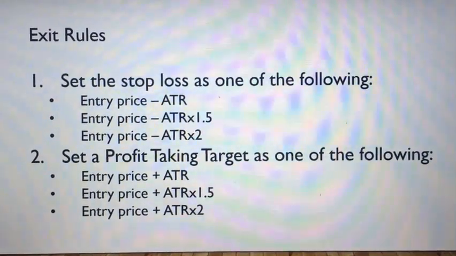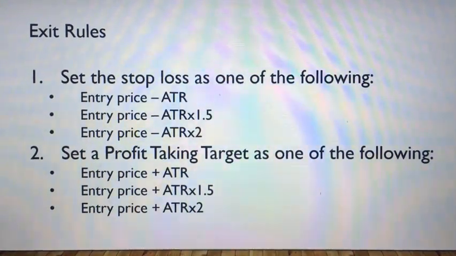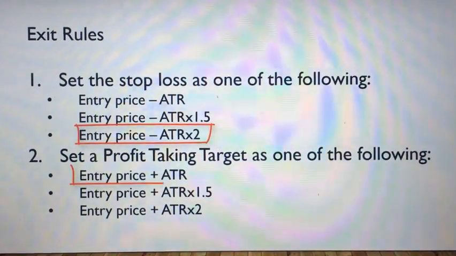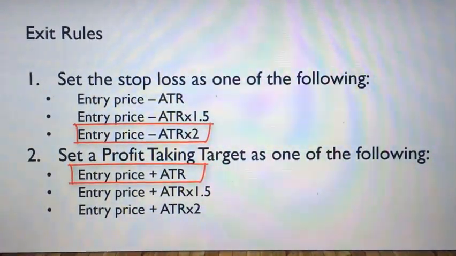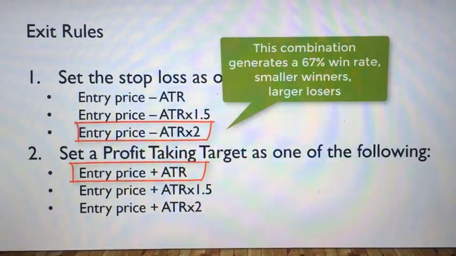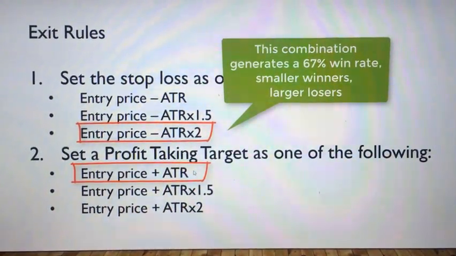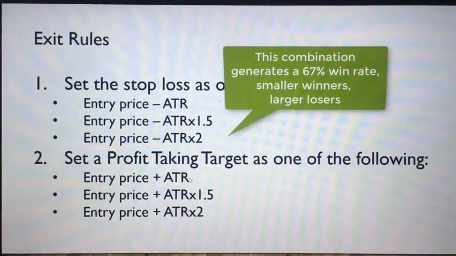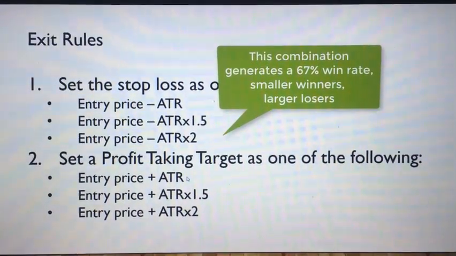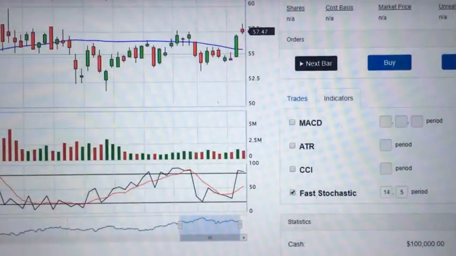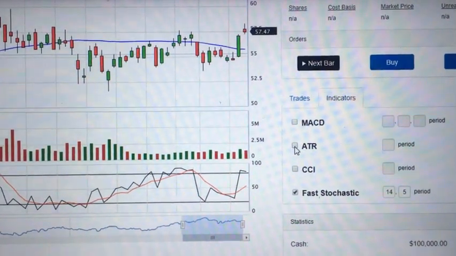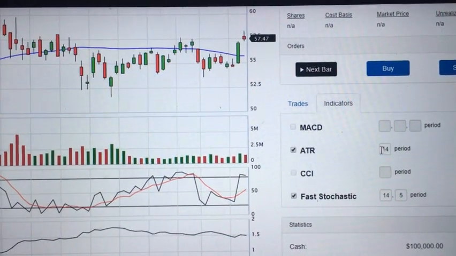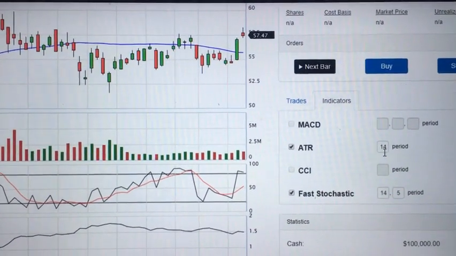So if you had an entry price minus ATR times 2, as an example, and your profit-taking target was just the entry price plus the ATR, then that would create a situation where your stop loss was twice as big as your profit-taking target. In effect, you'd be risking 2 to make 1, and that would give you a 67% win rate. So back on Chart Game, the thing to do is first add the ATR. So I'm going to select ATR, and you can use a 10 or 14 or 15 period. We're just going to go with the default here at 14 period.